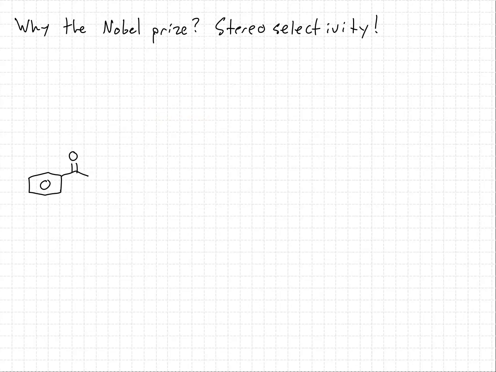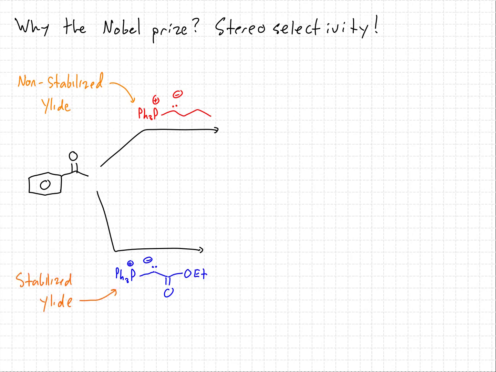On one hand, I'm going to show this reaction here with 1, 2, 3, 4 butyl triphenylphosphine ylide. This is non-stabilized. In the other case, I'm going to show a reaction with a stabilized ylide. And what we're going to see, and what George Wittig studied, was that if we do this reaction with a non-stabilized ylide, we're going to favor the formation of the less stable alkene.